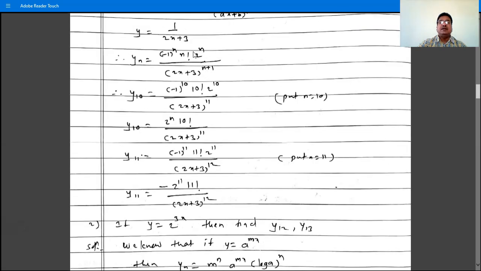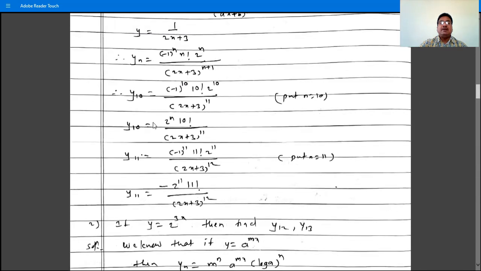So minus 1 raised to 10 into 10 factorial, 2 raised to 10, divided by 2x plus 3 raised to 11. The 10 plus 1, that is 11. The even power of minus 1 is plus 1, and the odd power is minus 1. So minus 1 raised to 10 is plus 1. So it is 2 raised to 10 into 10 factorial divided by 2x plus 3 raised to 11. So this is y10.